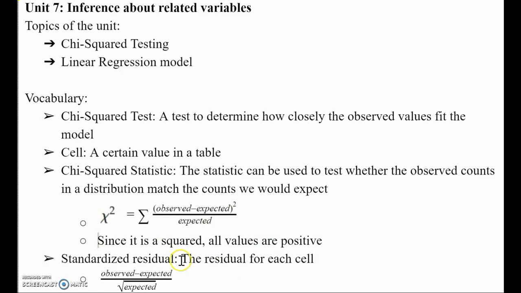Standardized residual is the residual for each cell. Now I don't know if you can see this, but if you look at this relationship and this relationship, this standardized residual is just the square root of the chi-squared for a single cell.